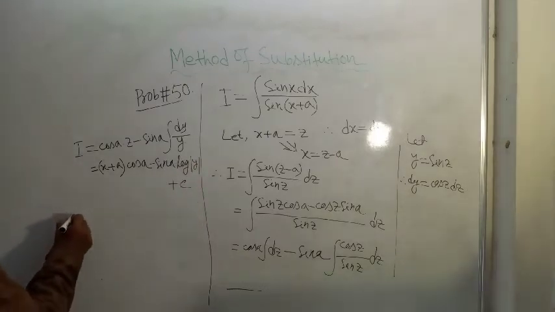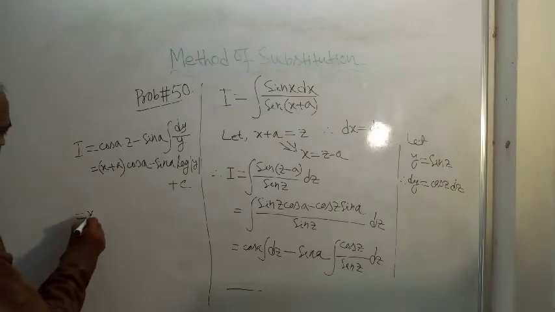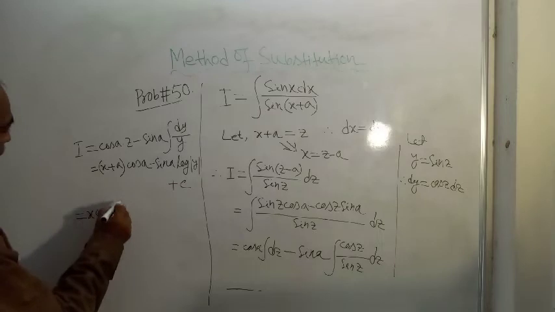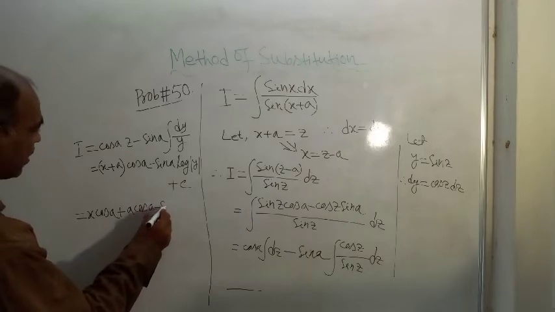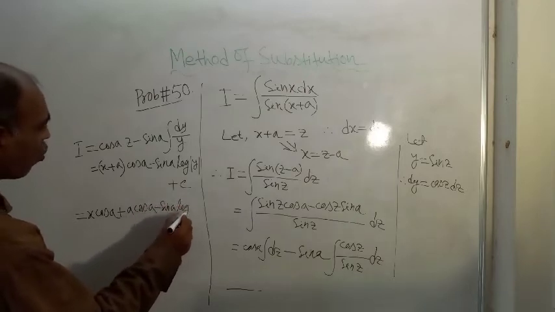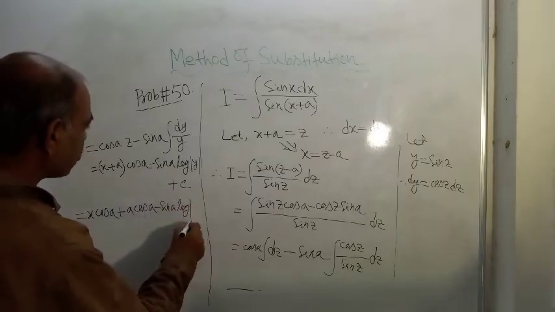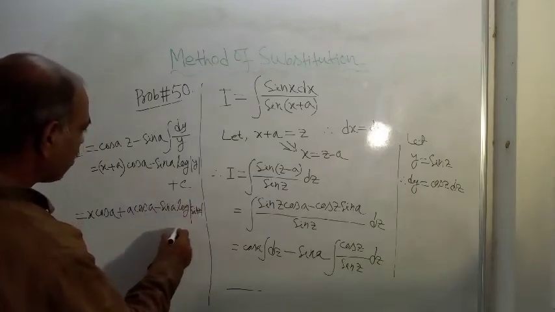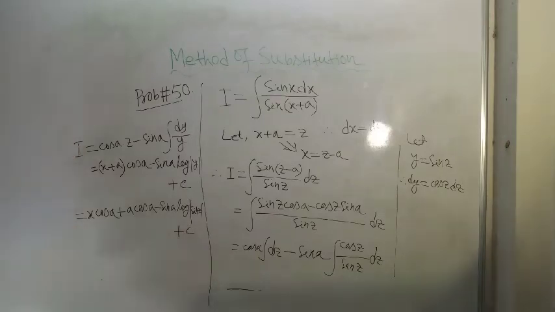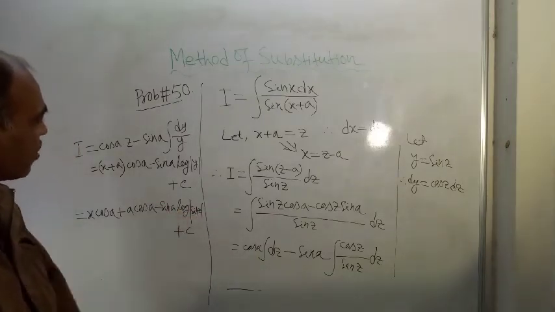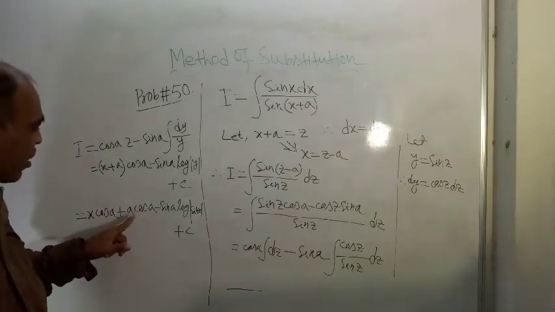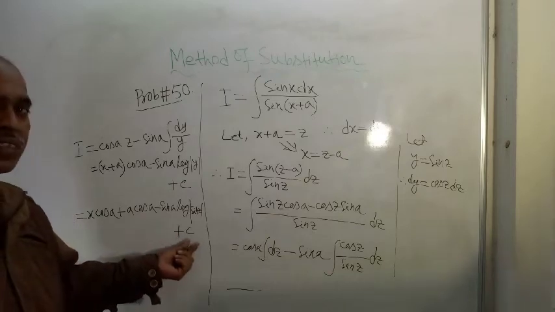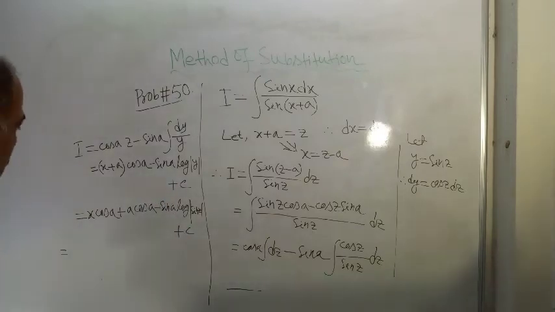So this is equal to x cos a plus a cos a minus sin a log y, and y means sin z. So log sin z plus the constant of integration c. Now you see this thing: a is a constant, so a cos a is also a constant. So this constant plus c is another constant. Say that constant is equal to c1.